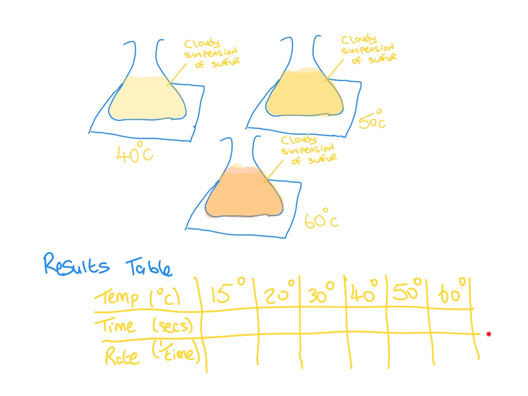Then below this here, I've put a sample of what a results table would look like for this experiment. So you can see that we have our temperatures all listed. The time in seconds will be gotten from our stopwatch, and you could calculate the rate by doing 1 over the time for each of our temperatures.